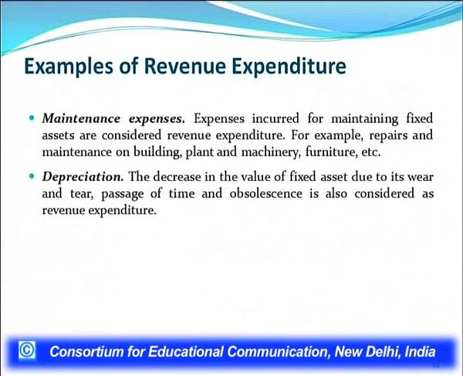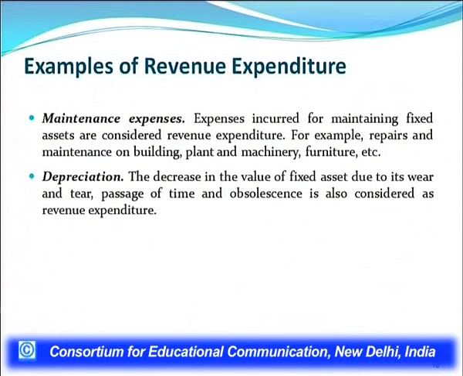Then there are some other expenses, that is the maintenance expenses, maintenance of the fixed assets, machinery. So, routine repairs and maintenance on building, plant and machinery, furniture. You know, in offices the building is to be whitewashed or painted, furniture is painted frequently, normally yearly, 2 yearly or 3 yearly. So, these are also considered.